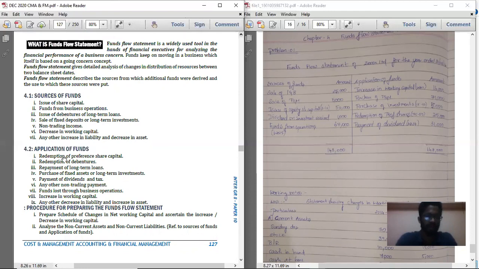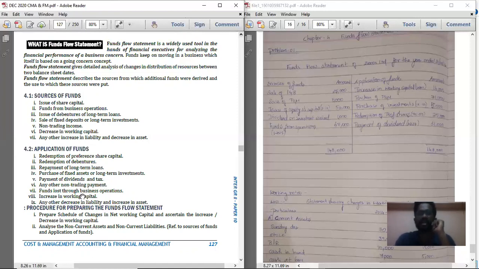So that is source of funds. Application of funds is nothing but purchase of land and building. You are giving your fund and purchasing land and building. So that is called application of funds. So these are the examples of application of funds. Redemption of preference share capital. When you are redeeming, you are paying back your funds. Redemption of debentures, repayment of long-term loans, purchase of fixed assets, payment of dividend and tax, any other non-trading payment, funds lost through business operation.